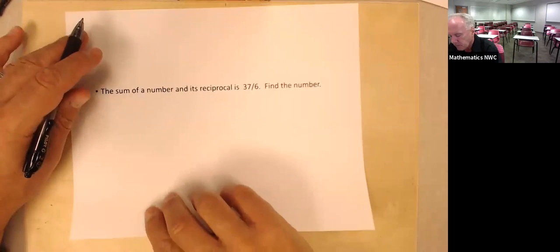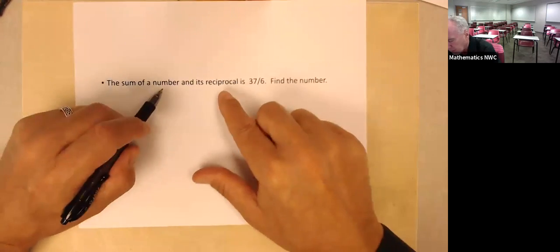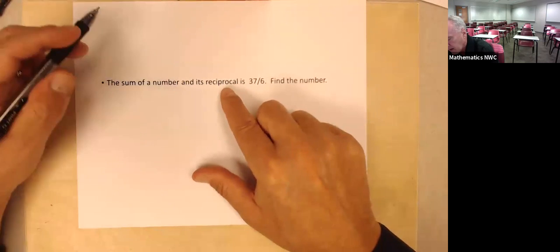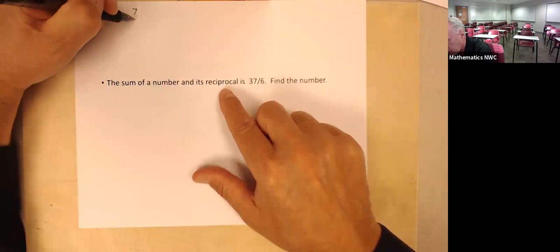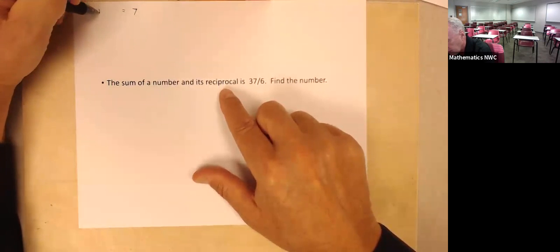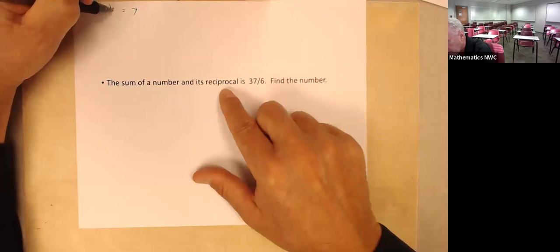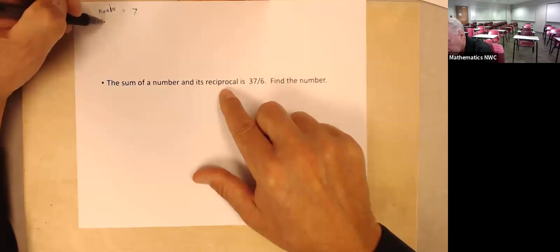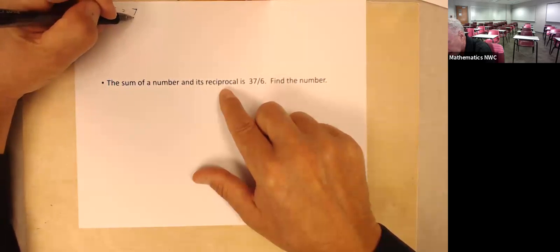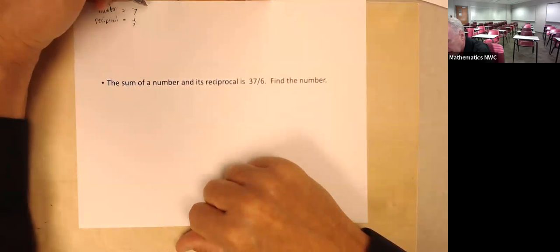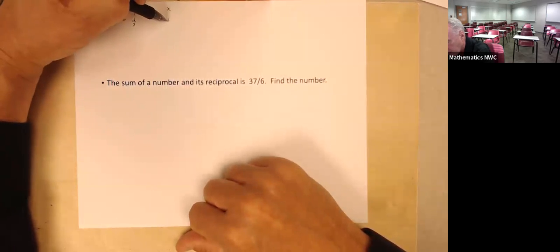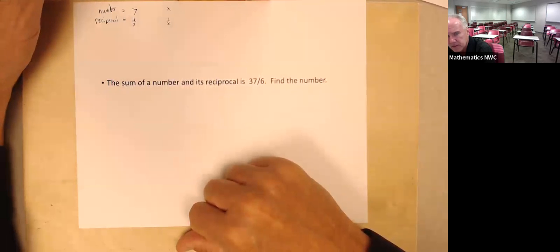I'm going to leave rectangles now and look at numbers and their reciprocals. Just a little background, if I have a number 7, the reciprocal, 7 over 1, you reciprocate that, you get 1/7. So if the number is x, the reciprocal would be 1 over x.